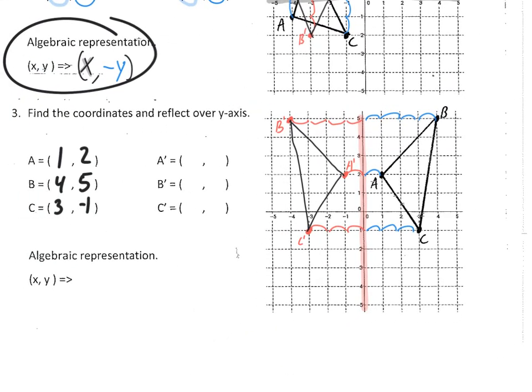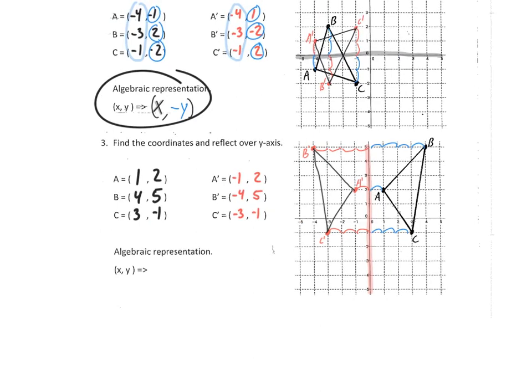So now for my coordinates for the primes. A prime is at -1, +2. B prime is at -4, +5. C prime is at -3, -1.